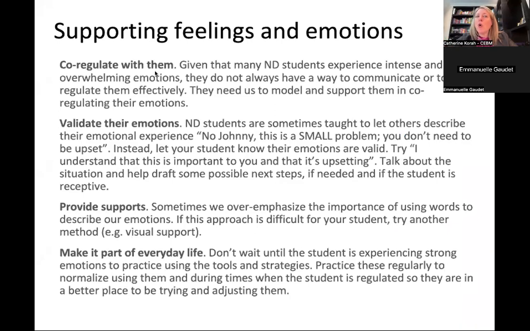They need us to co-regulate. Because given everything that I've said up to now, we know that they have a hard time with self-regulation. They need to have us accompany them to co-regulate in order to validate those emotions, in order to provide those supports, and just having it part of their everyday life to help them build the capacity to manage those emotions to the best of their ability and to be able to express them.